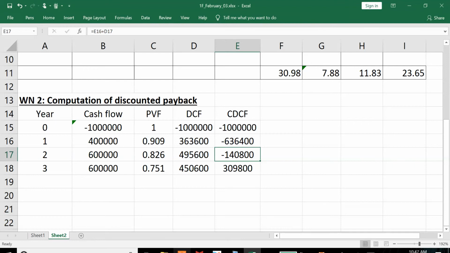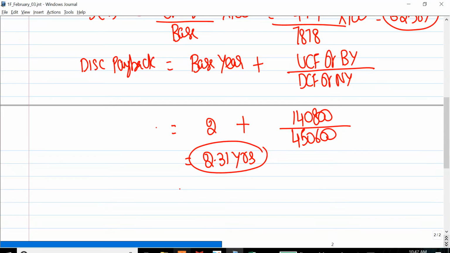Two plus 140,800 by 450,600. You get finally 2.31 years. Any doubts on the discounted payback? 2.31 years. Clear? Can we proceed?